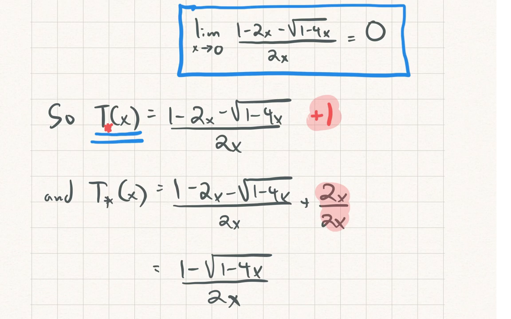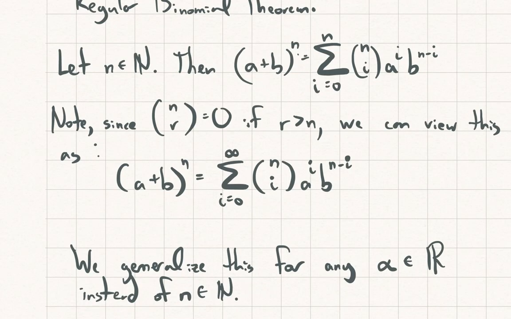But we need a few tools to get there. And the biggest tool that we need has to do with a generalization of the binomial theorem. So if you remember, the regular old binomial theorem that we learned earlier, and you've probably seen this in many courses, probably in high school as well.